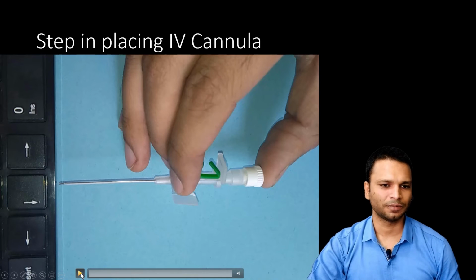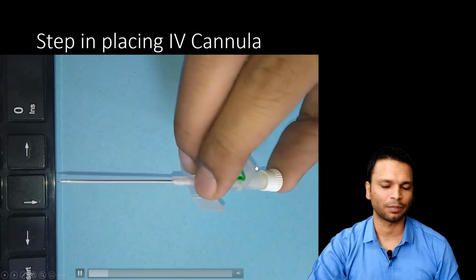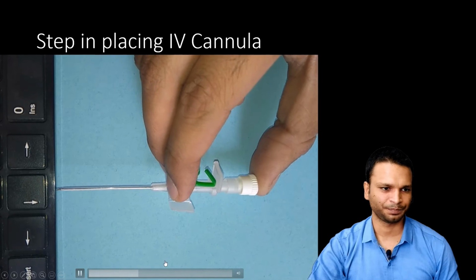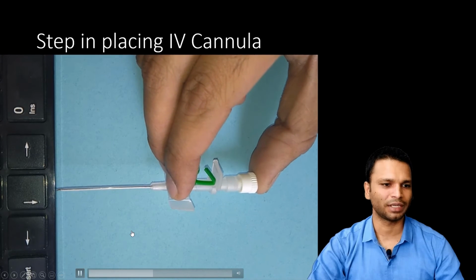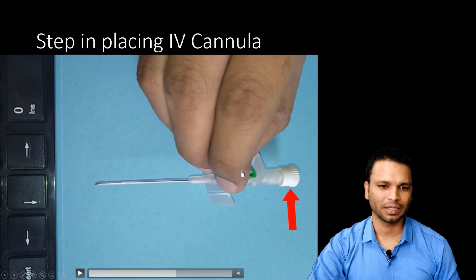So here you can see I'll be pushing the IV cannula against the wall of my keyboard. You can see the stylet will not be pushed back because I have supported it from the locking cap region. Look at this. I'm pushing it against the wall, it is not being pushed back. Okay.